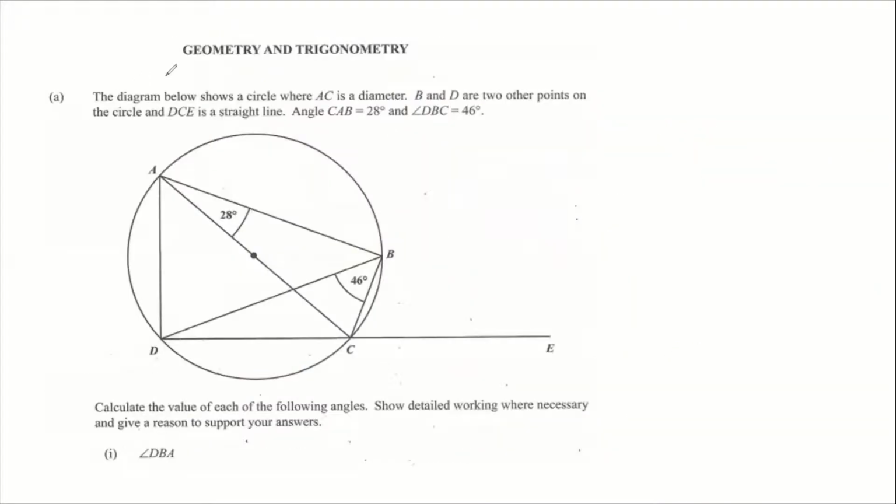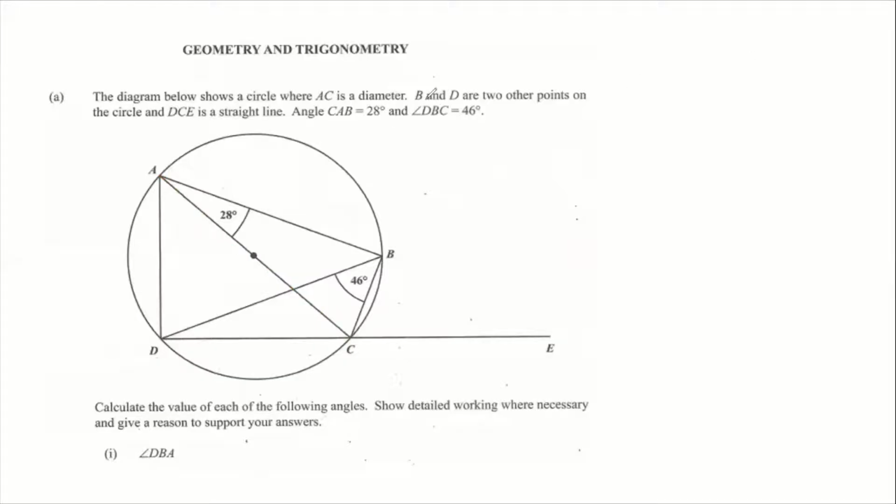Now to our next question on geometry and trigonometry. The diagram below shows a circle where AC is a diameter. Where is AC? That's this line here. So we read and identify that line there is a diameter. So that's the line that we're talking about.